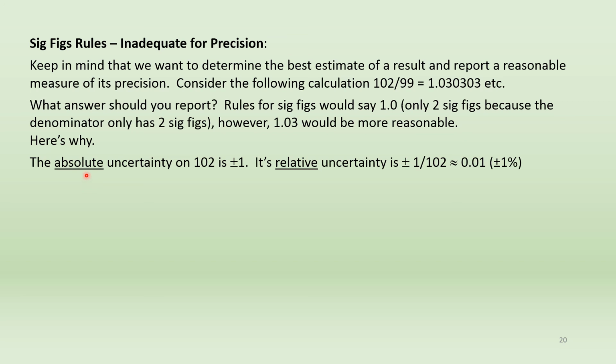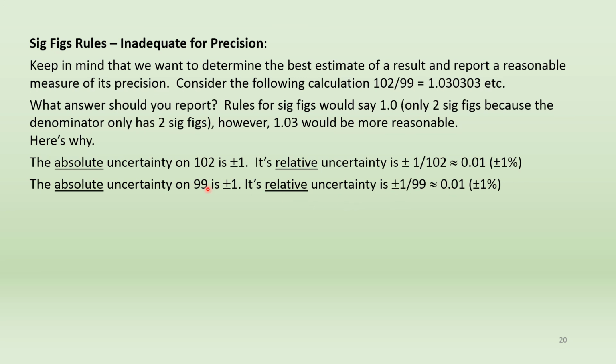The absolute uncertainty of any number is plus or minus 1 in its smallest unit. And that would be plus or minus 1 on 102. Its relative uncertainty thus is plus or minus 1 divided by 102, or 0.01, approximately plus or minus 1%. Similarly, in the denominator, the absolute uncertainty is plus or minus 1 in the smallest division in the ones position, plus or minus 1 on 99. It gives us a relative uncertainty of about 0.01 or plus or minus 1%. We expect our answer to have a similar level of precision.